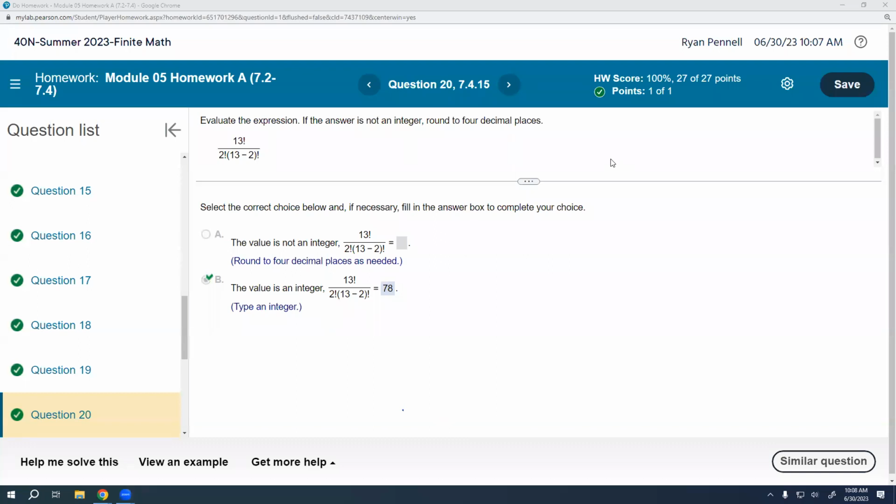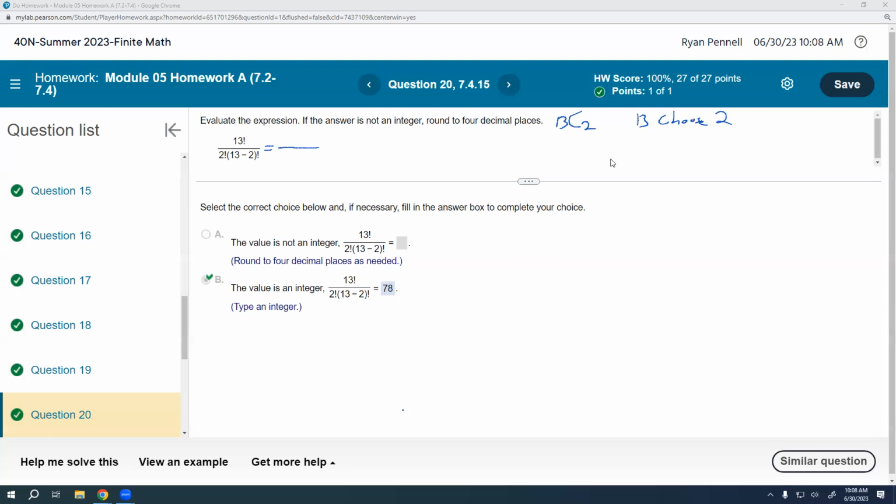Okay, evaluate the expression. If the answer is not an integer, round to 4 decimal places. We have 13 factorial divided by 2 factorial times the quantity 13 minus 2 factorial. This is the formula for 13 choose 2. This is combinations. Okay, let's see if we can evaluate. We just talked about factorial, so we should be able to do this.